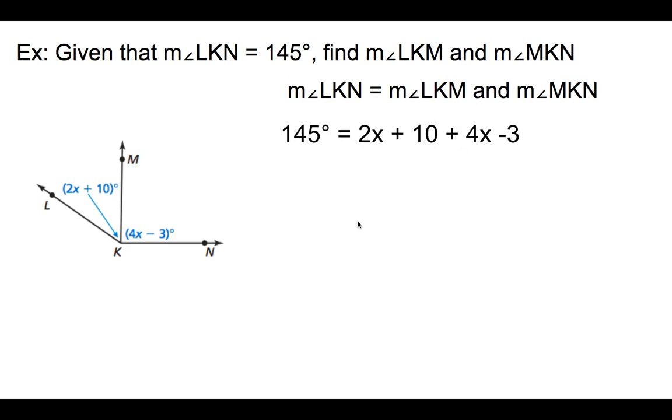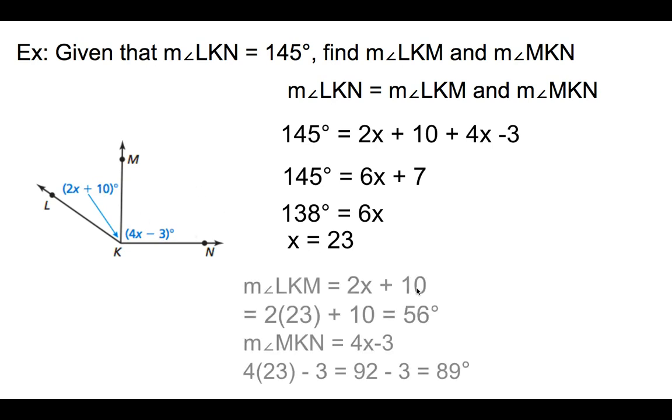And then from there, just go ahead and do some algebra: combine like terms, subtract the 7 from both sides, and that gives me 138, and then divide by 6, and that gives me 23. Since I know what x is, I'm going to plug it back into both of my equations to solve for each piece. So that means this angle here has to be 56 degrees, and then this angle here has to be 80.